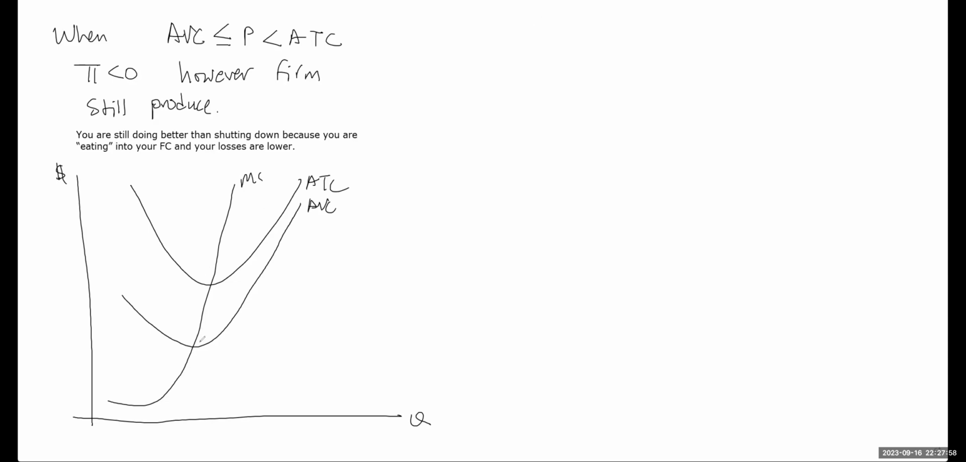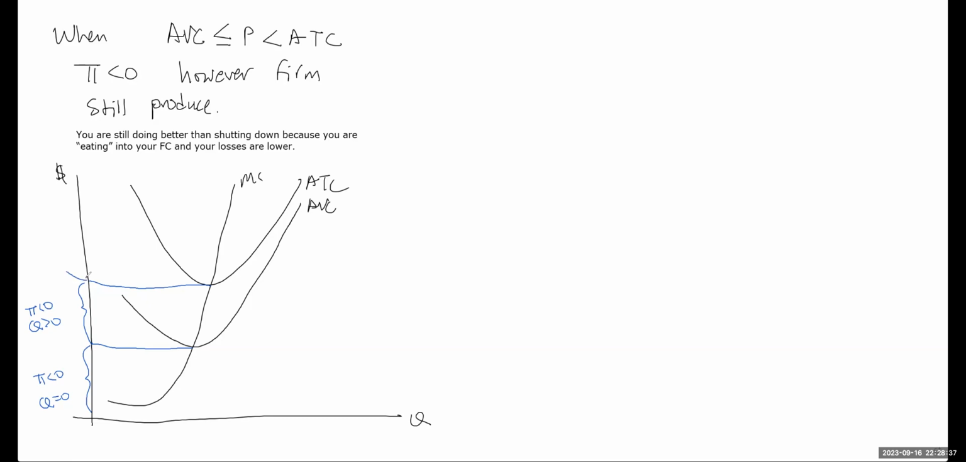Right here are the important ones. This region here is when the price is in between that region: your profit is less than 0, but quantity is greater than 0. You still produce. This region right here, profit is less than 0 and quantity is equal to 0. That's the shutdown region.